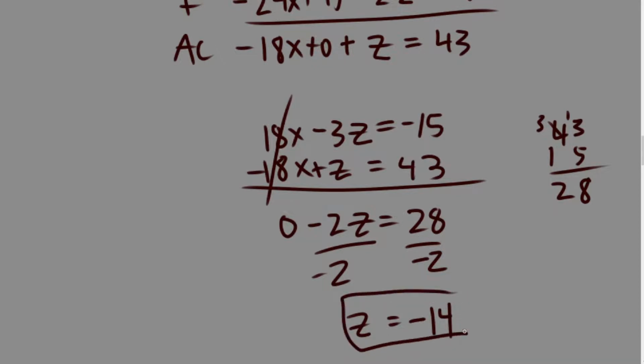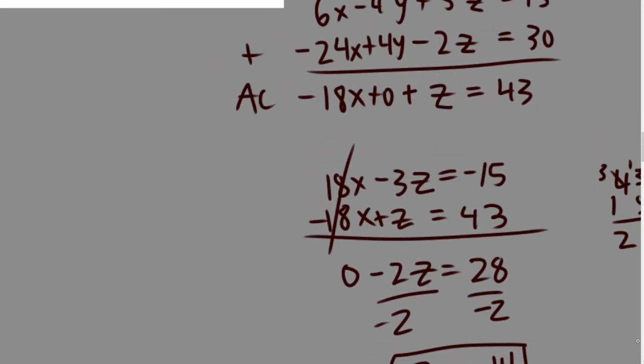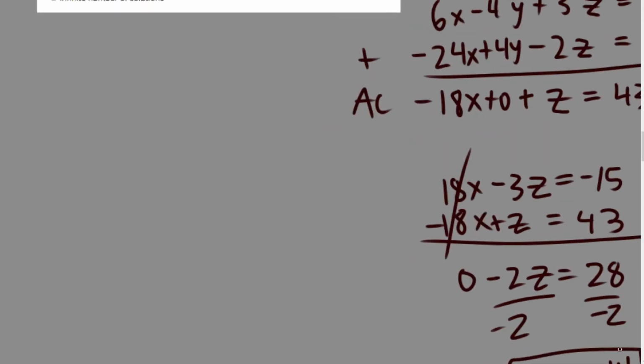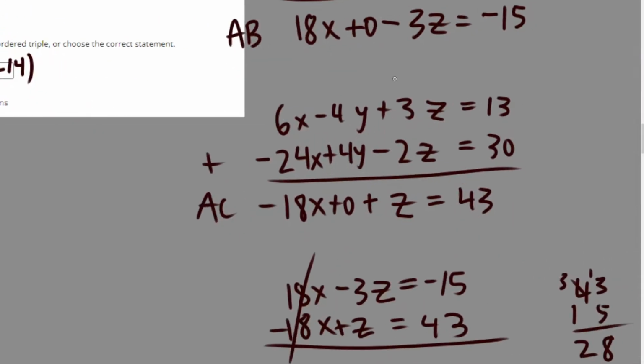Sometimes when I get numbers like this, I get a little concerned because I usually expect it to be like negative 1, negative 2, negative 3, positive 1, 2, 3, just because those are easier numbers to deal with. But we'll just keep this in mind. z equals negative 14. And we'll come back to one of our top ones.